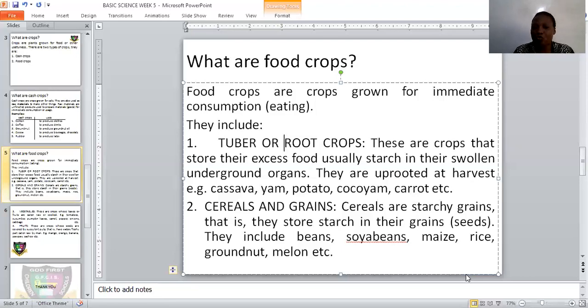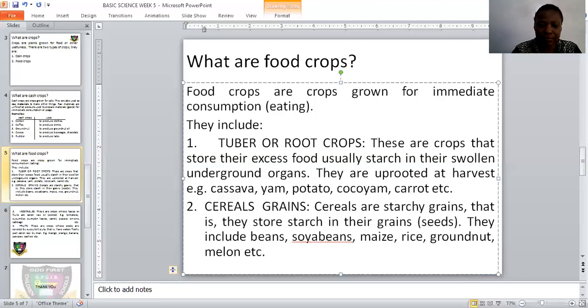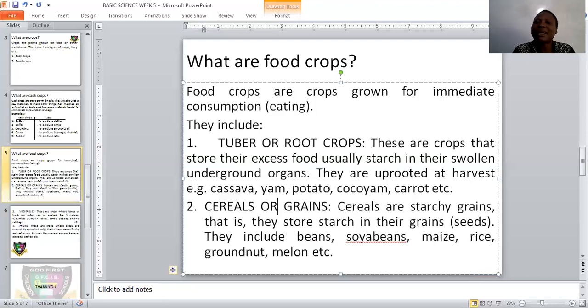Another type of food crop is cereals, or grains. Cereals are starchy grains. That is, they store their starch in their grains.